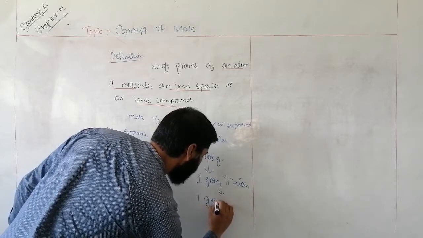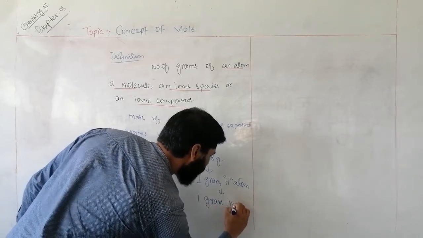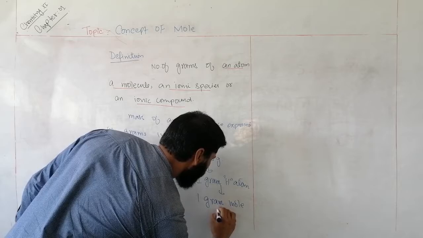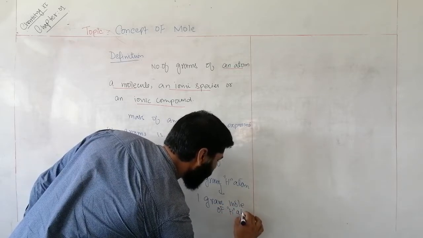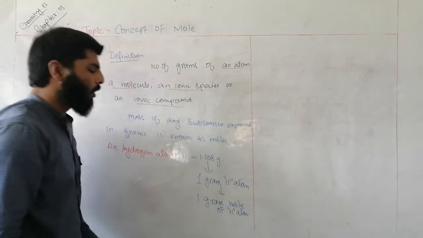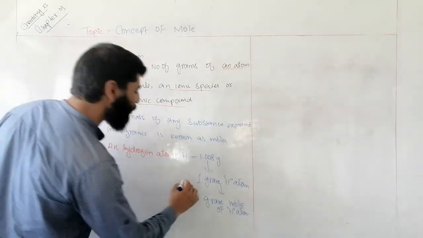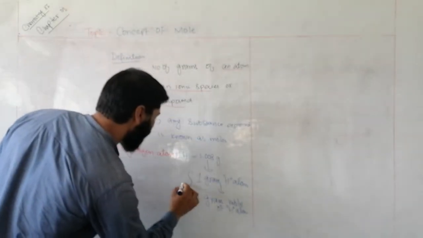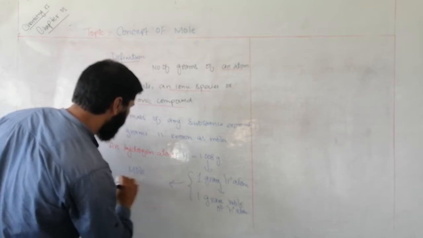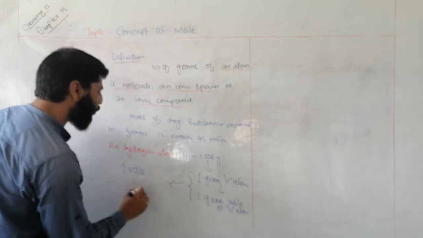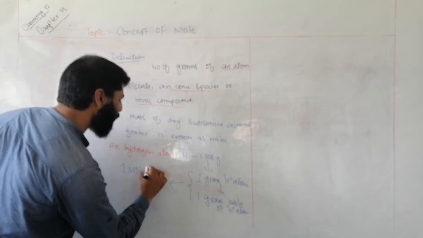1 gram mole of hydrogen atom, or simply you can use the term mole, or 1 mole hydrogen atom.